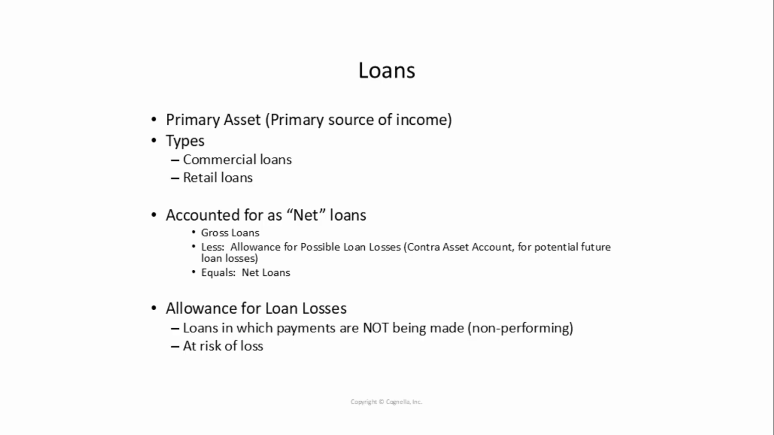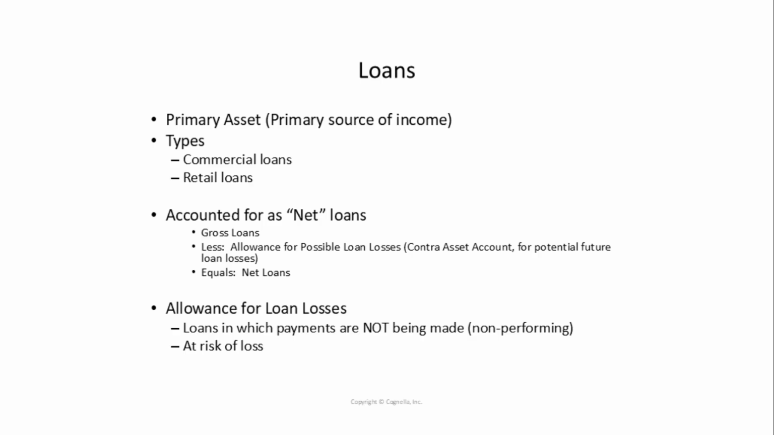broad category. Now, when banks report loans on their balance sheet, they don't simply list the total amount that they have lent out. Instead, loans are recorded as net loans. This means, first we start with gross loans, the total outstanding. From this, we subtract the allowance for loan losses, which is essentially a reserve set aside to cover loans that may go bad. What's left is referred to as net loans, which better reflects the expected collectible amount.